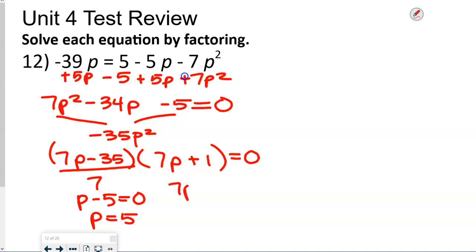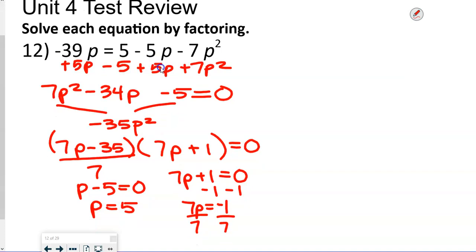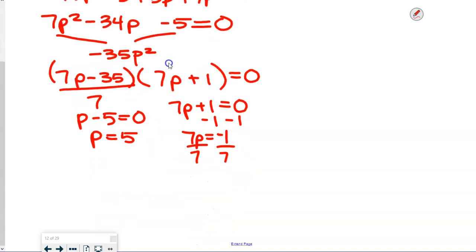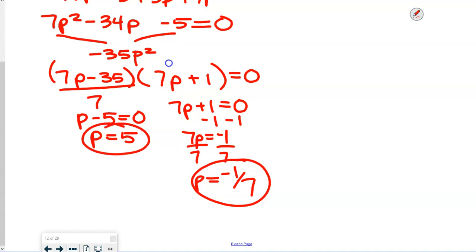And then we got 7p plus 1 equals 0. Subtract 1 from both sides. So 7p equals negative 1. Divide both sides by 7. And so we get p equals negative 1/7. So there are our two answers for this one. And that was our last factoring problem.